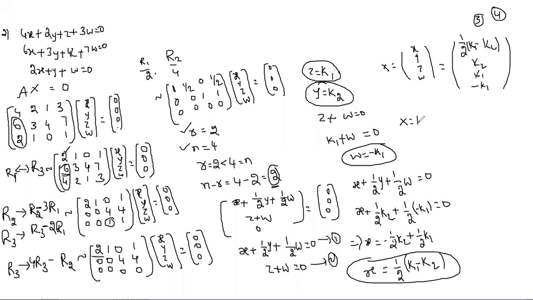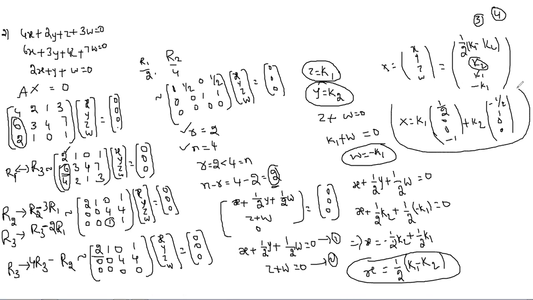First we can take k1 common. What is the k1 coefficient in the first one? 1 by 2. Is there any k1 in the second? No, so 0. Next, in the third it is k1, yes, 1, and in the fourth also k1, so minus 1. Plus k2 into, splitting this, minus 1 by 2 in the first, 1 in the second, no k2 term in the third, 0, and this is also 0. Where k1 and k2 are arbitrary, it means we will get infinite solutions. So this is the final solution for this one.